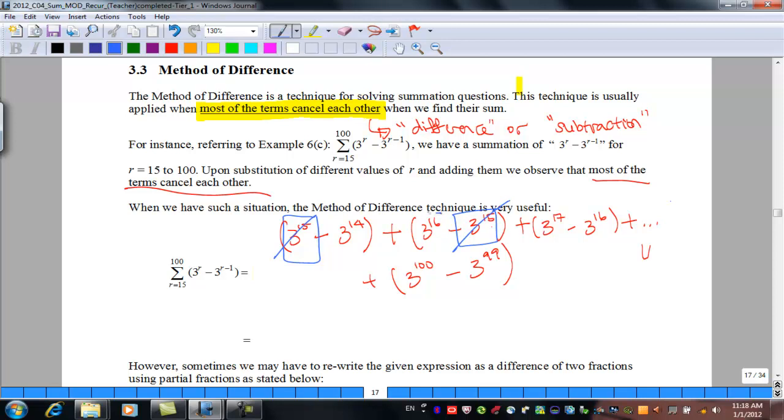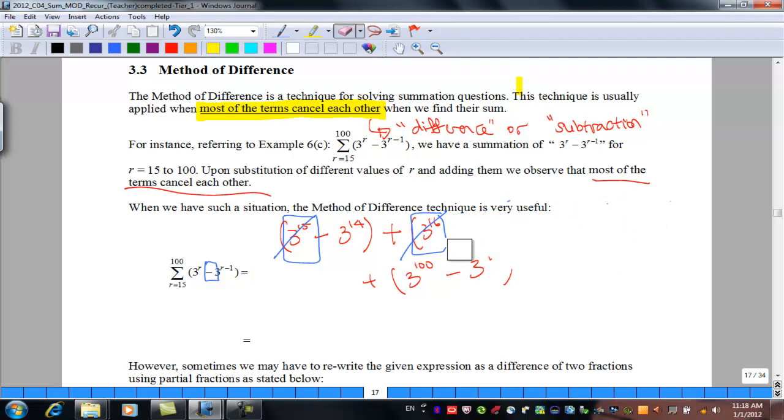Next, I have 3 to the power of 16 minus 3 to the power of 16, and these two terms will once again cancel each other out. Is this a coincidence? In fact, this is not a coincidence, and this cancellation is happening because of this subtraction sign over here in the general term. Now, it is a little bit difficult to see how the cancellation is going to work when I write it out in a single long row like that. So what I'm going to do next is show you the proper presentation for working when we are using the method of difference.